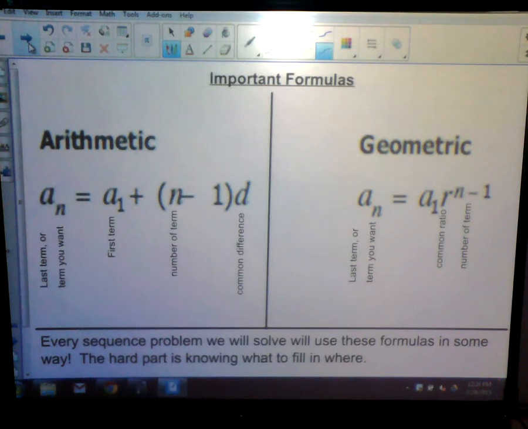Here are some important formulas, and I'll give you a formula sheet in class. Just take a look at them. But the hardest part is filling out this formula. Every sequence problem we do, we're going to use one of these two formulas.